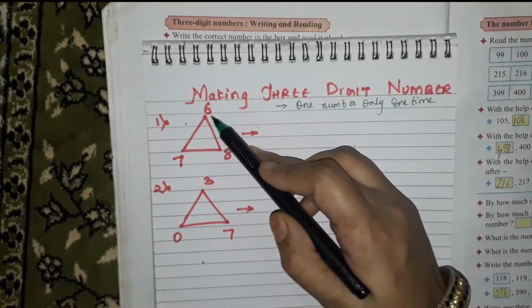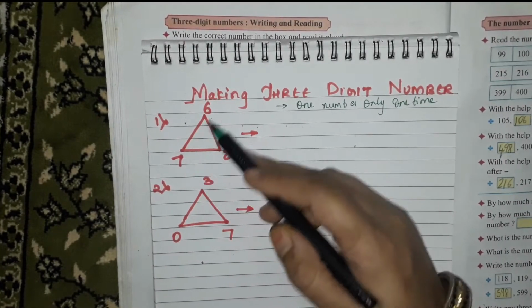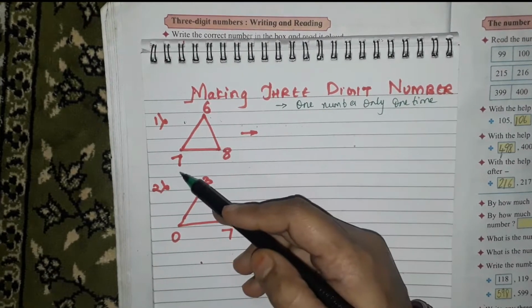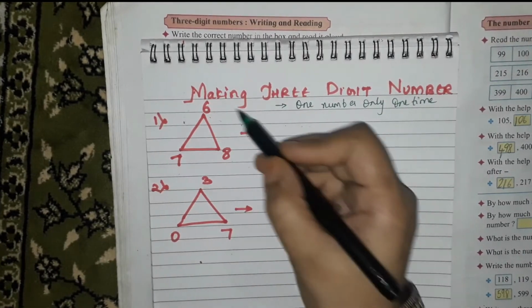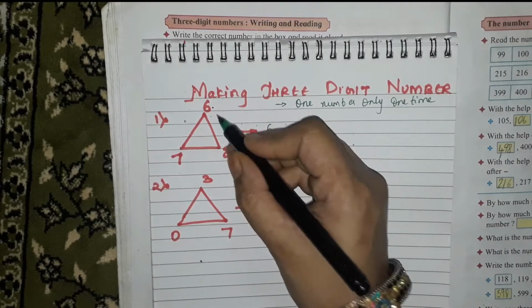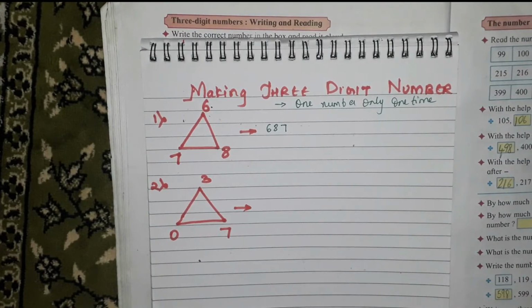See how, if you are starting with 687, you cannot write it in the way 668, 887 or 776. So you cannot repeat the number. See how we will take. We will first write 6 over here. 6, 8 and 7.